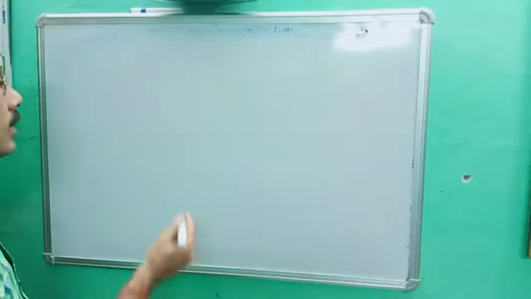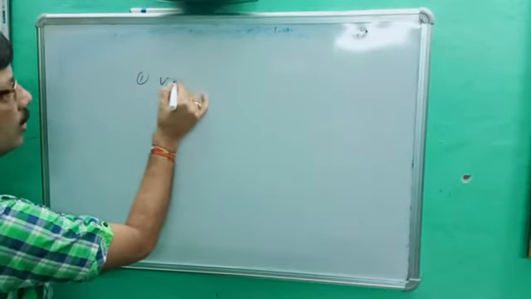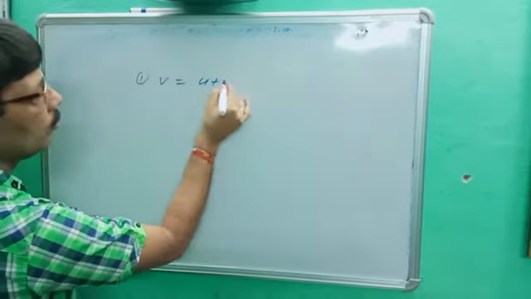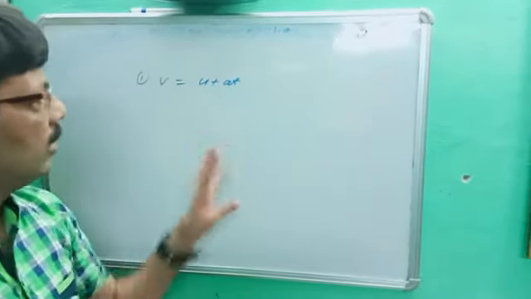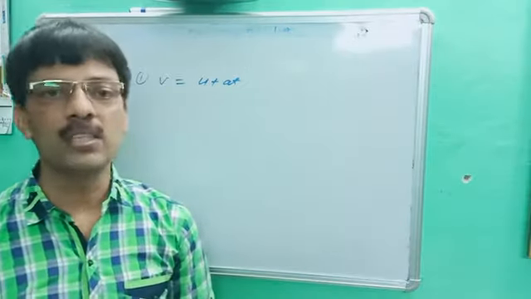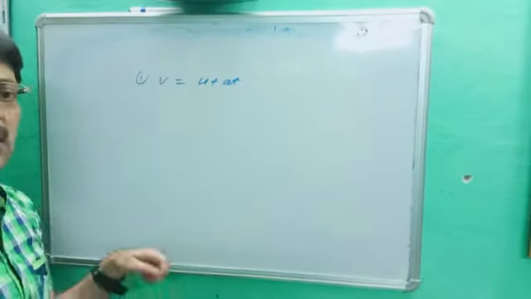Let's suppose I ask you to find out the formula. First equation: V is equal to U plus AT. This question is given to you in NCERT, and you have to find this by the calculus method. So we have to use the calculus method. See how we can use it.